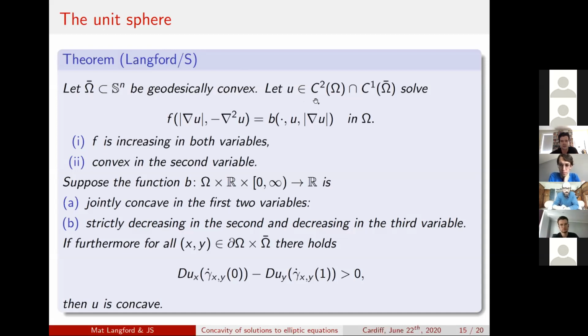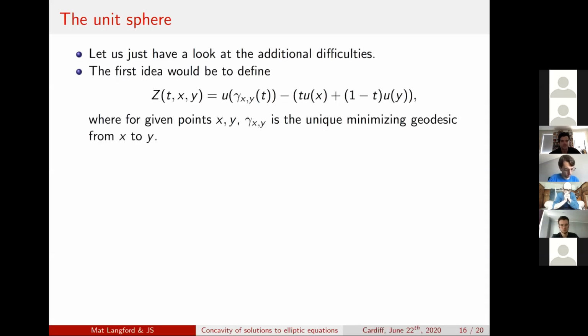Then we have a smooth function satisfying this elliptic equation. Structure conditions, again, are set up from the computation. Here's the boundary condition, which looks very similar. And then u is concave. That's the statement. And in the next few slides, I will give you an idea why we need some additional assumptions here, and let's look at these additional difficulties.